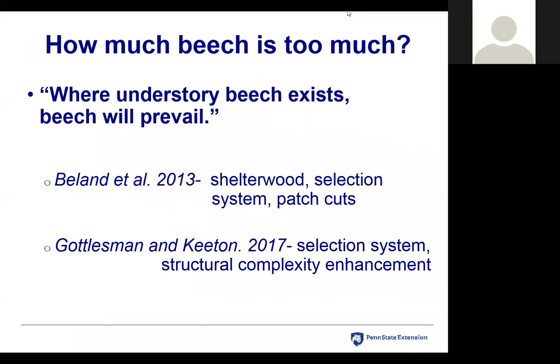In fact, I found a few quotes from some recent articles that basically said, where understory beech exists, beech will prevail. And that is independent of whether you're working in an even-aged forest or an uneven-aged forest. That's independent of the types of treatments you do. So a number of studies looked at both shelterwood treatments, selection system for uneven-aged northern hardwoods, and some fancier treatments to add structural complexity. And all of these studies found that where they had understory beech, that was going to be dominant. It didn't matter what the silvicultural treatment was.